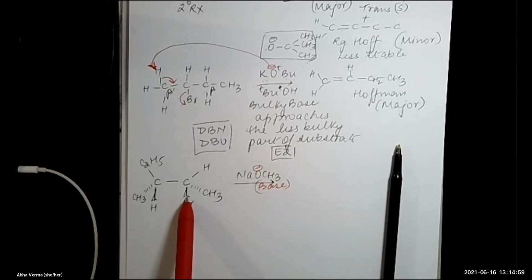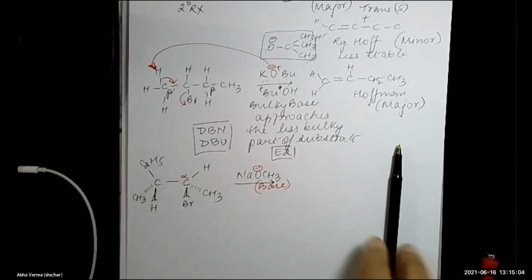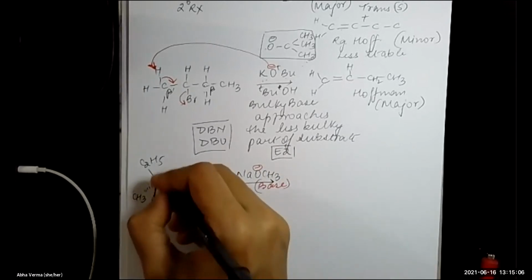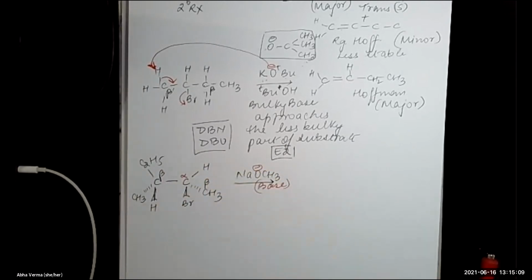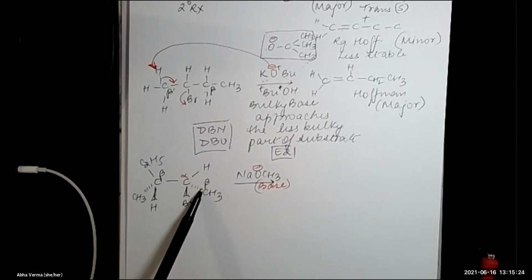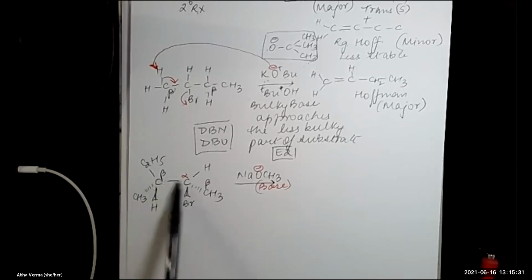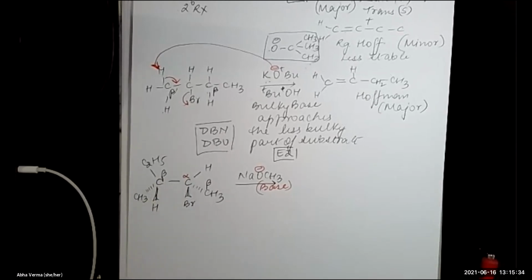Do I have an alpha carbon here? This is my alpha carbon to which my bromine is attached. If this is my alpha carbon, where are my beta carbons? These two are my beta carbons. Both the hydrogens on this carbon and on this carbon are going to be my beta hydrogens. If I abstract this hydrogen, I will get a double bond here, which will be less substituted or Hofmann. But if I get a beta hydrogen from here, I will get the more substituted Zaitsev product.